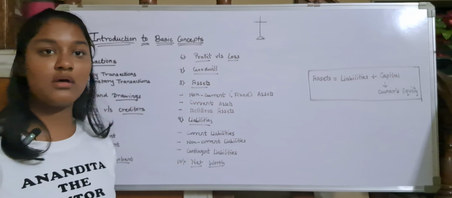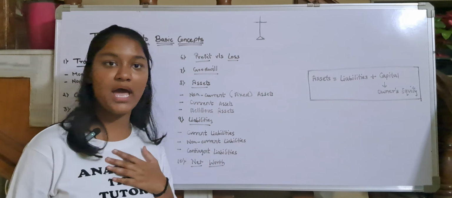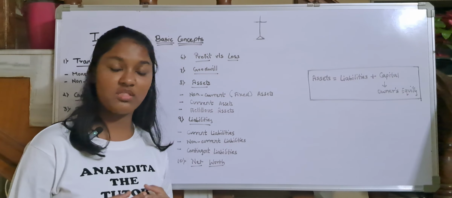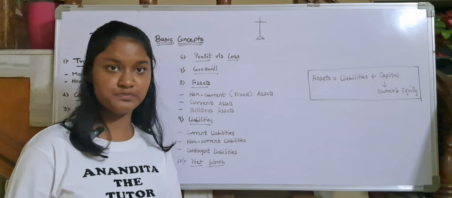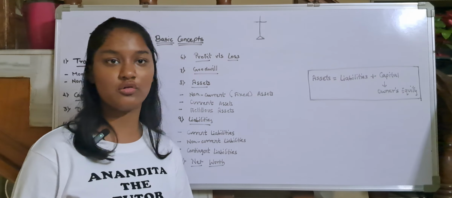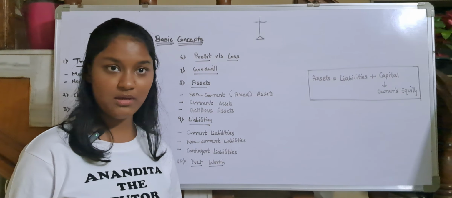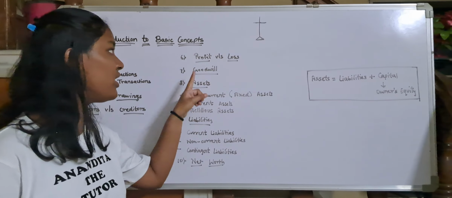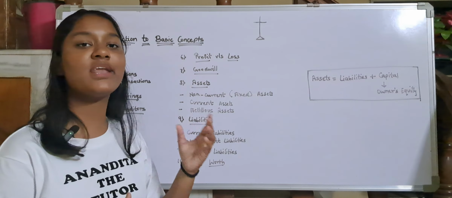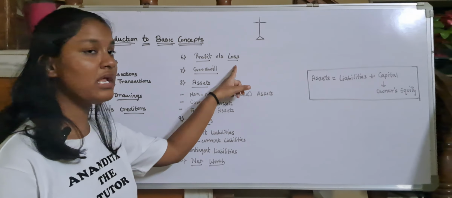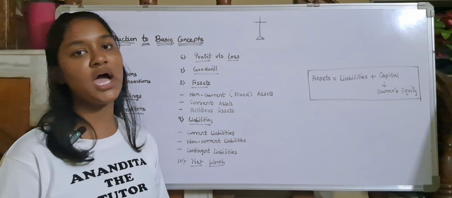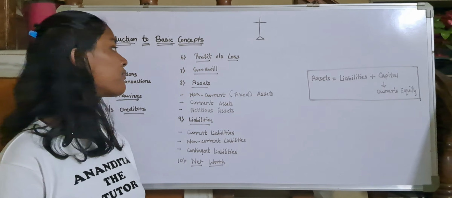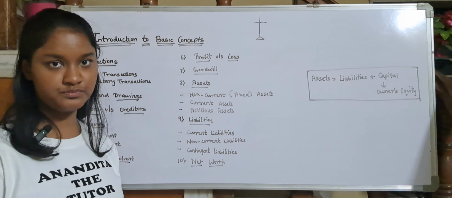And loss is opposite. If I spend rupees 10,000 and my sales are 0, then my expenses are more, right? So it is a loss. Okay, basically when there is a profit, your sales are higher than expenses, and when there is loss, your expenses are higher than sales. Next is goodwill.